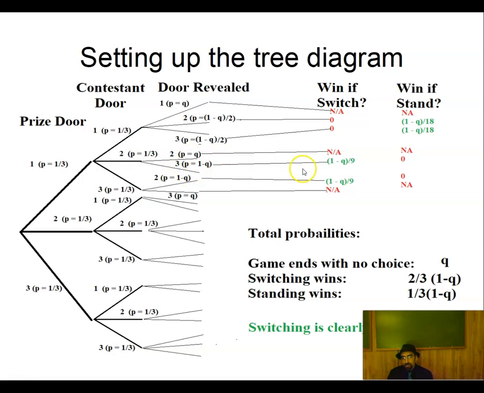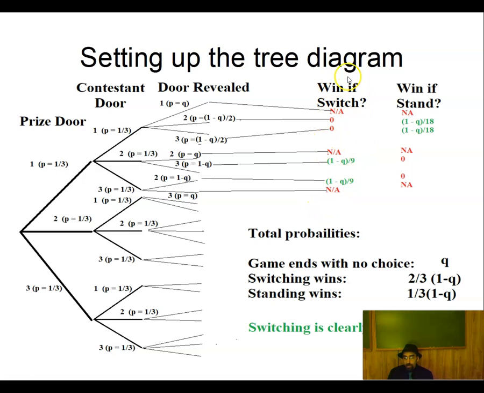Each of those cases has probability (1 minus q)/9, right? 1/3 chance for the prize being behind door number 1, 1/3 chance for the contestant choosing that specific door, and 1 minus q chance of the endgame not being triggered and the game proceeding as normal. That combines for (1 minus q)/9.